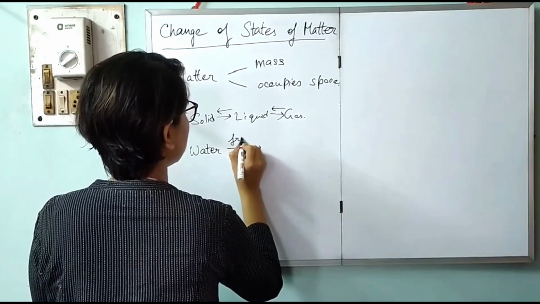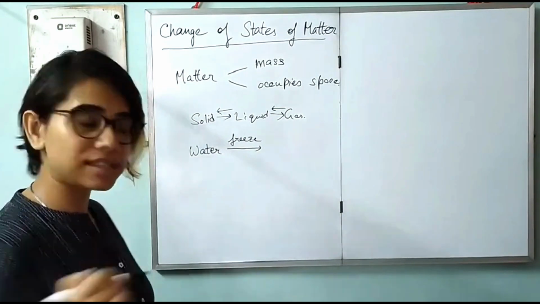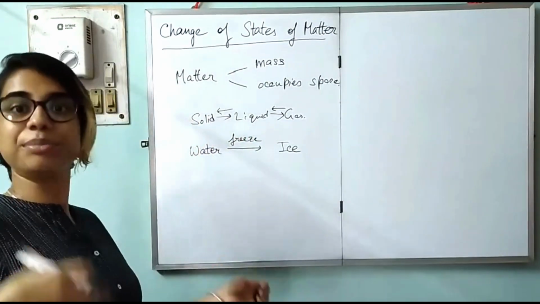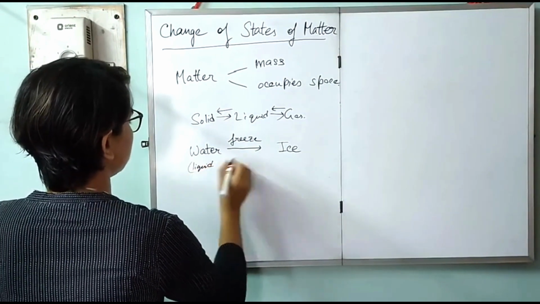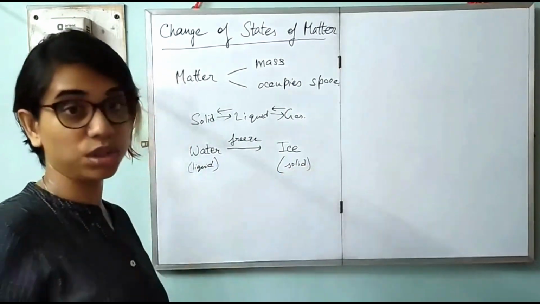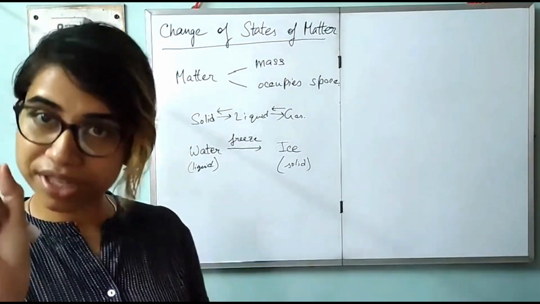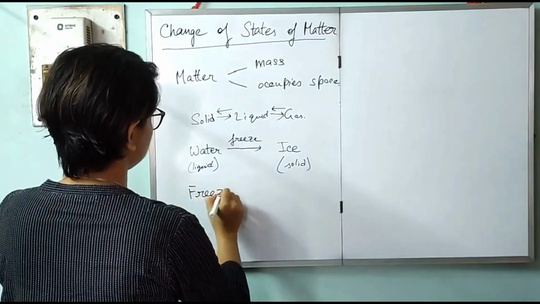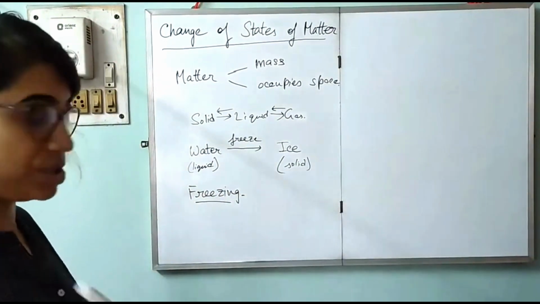If we freeze it, it becomes ice, right? Isn't it? If you freeze water, it becomes ice. So, this is liquid. And this is solid. So, the process in which a liquid changes into a solid at a fixed temperature is known as freezing. Water freezes at 0 degrees Celsius.